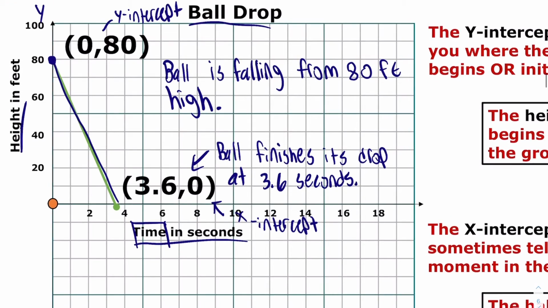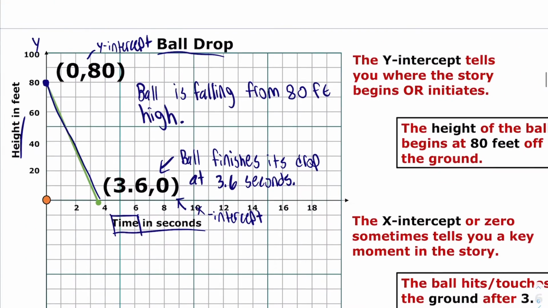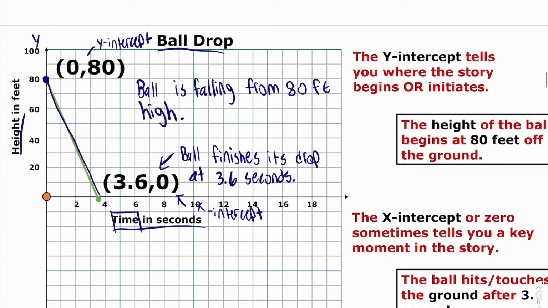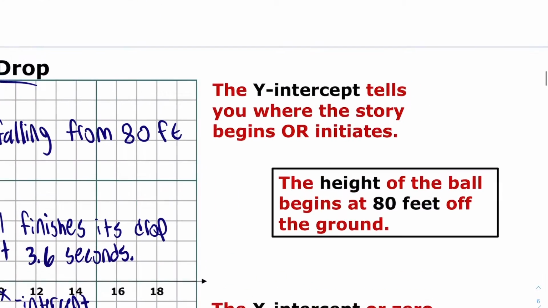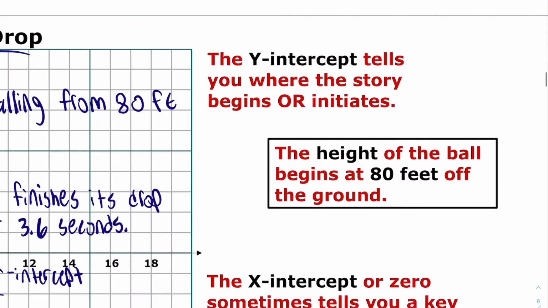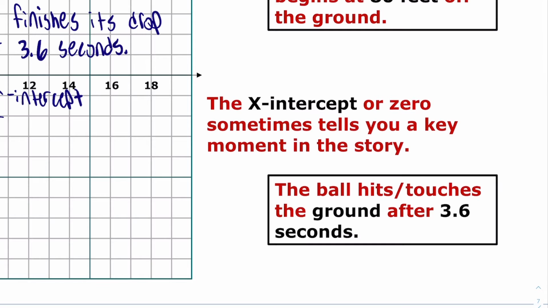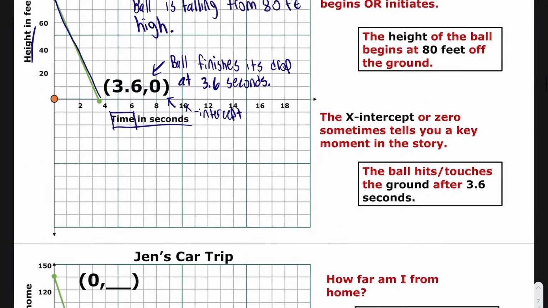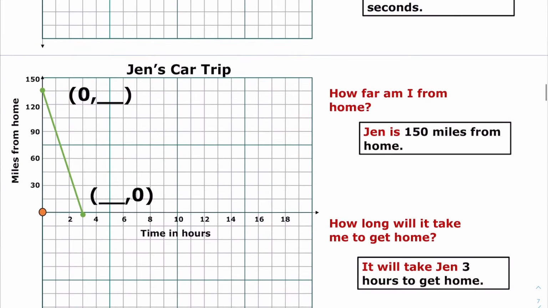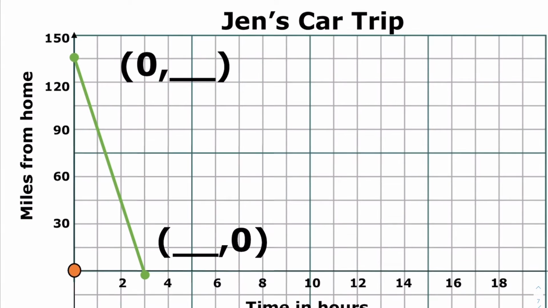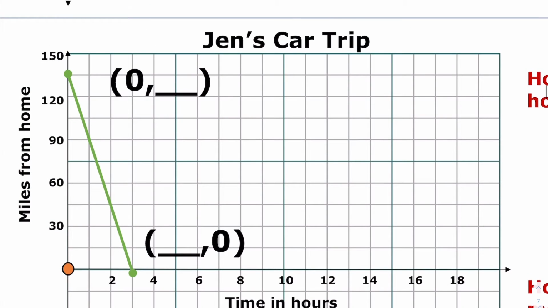Alright, so that's just one of the examples of if we give you the graph. The y-intercept can tell you when the story starts. The x-intercept can tell you something else important about the story. Let's look at a couple more examples. We'll just do like two.